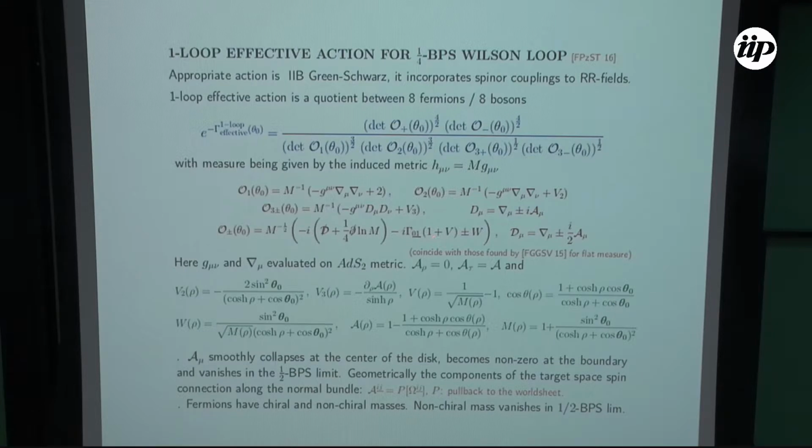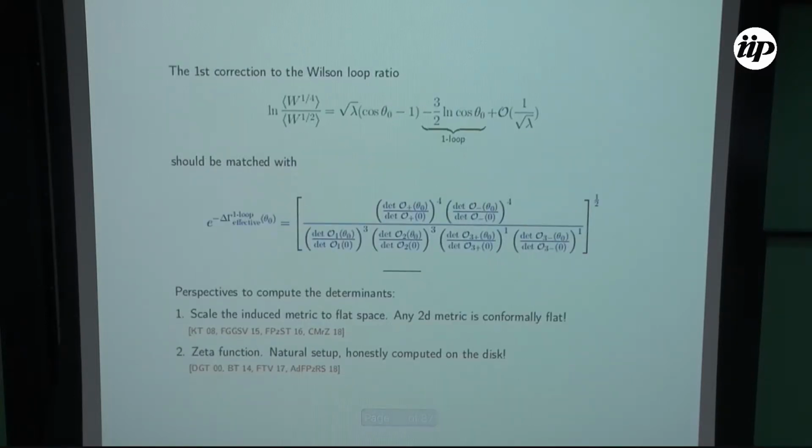And you may see here that the fermion has chiral and non-chiral masses. When you go to the 1/2 BPS limit, this omega goes to 0, and you only end up with a single chiral mass. These are just generalizations of expressions that were found some time ago for the 1/2 BPS limit by Drukker-Gross-Tseytlin and Kruczenski-Tirziu. So this was the classical. We would like to reproduce this number by computing this. What can we do?